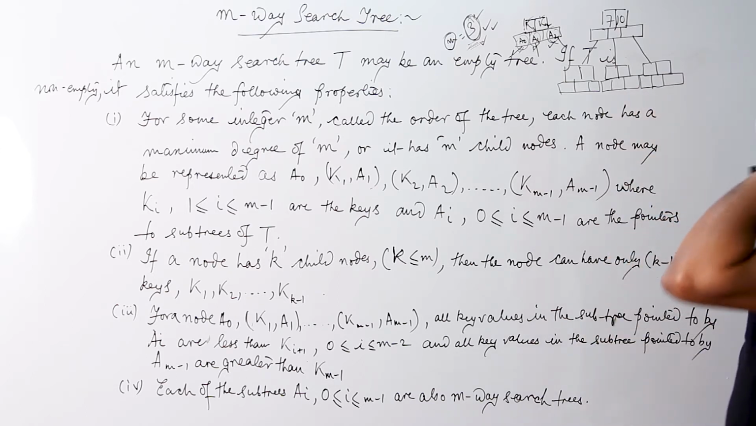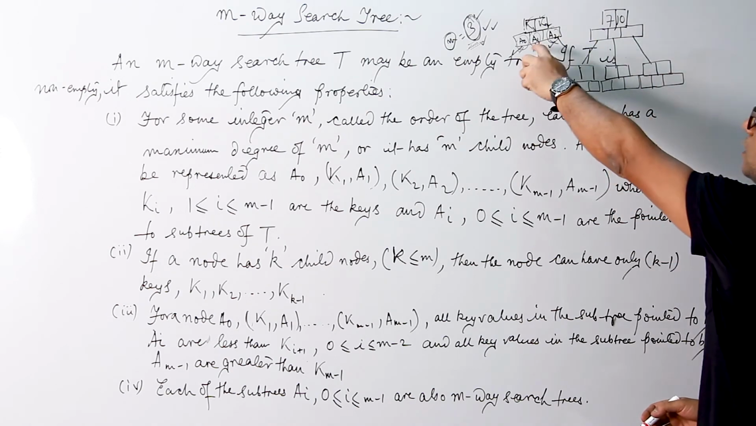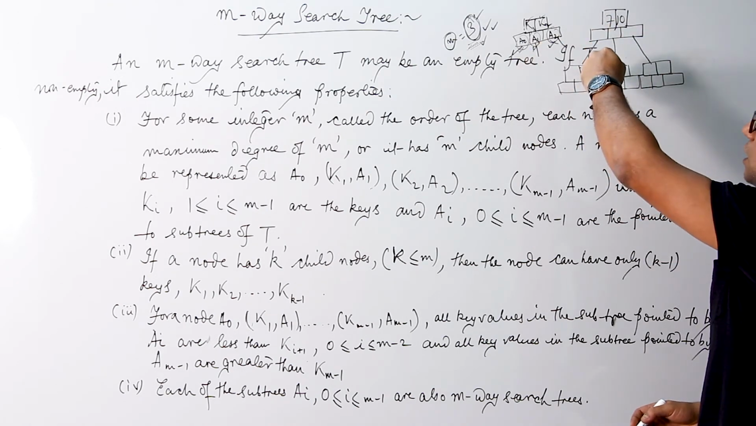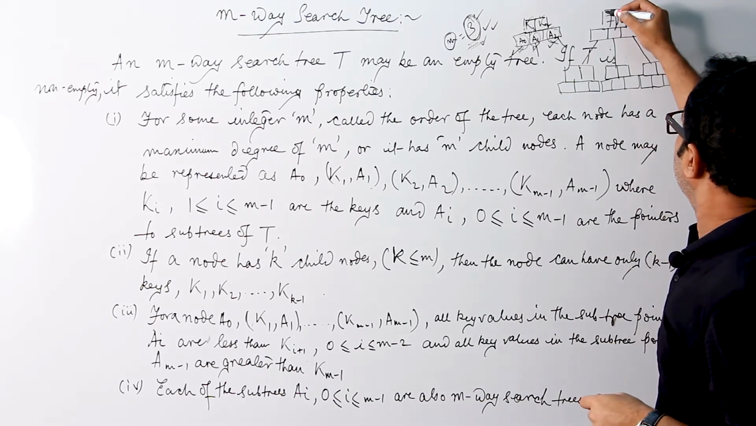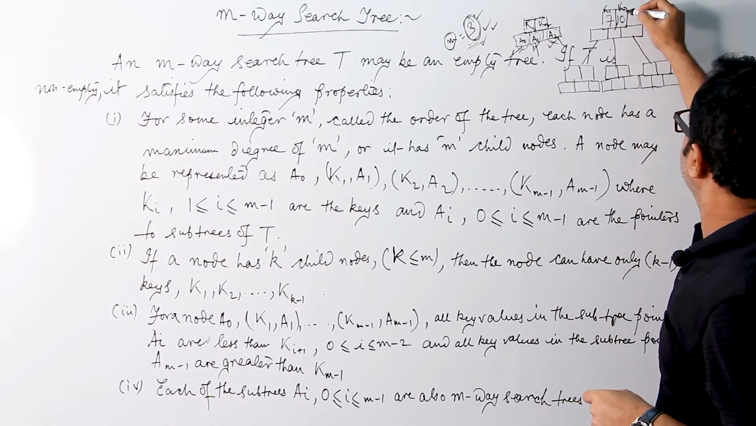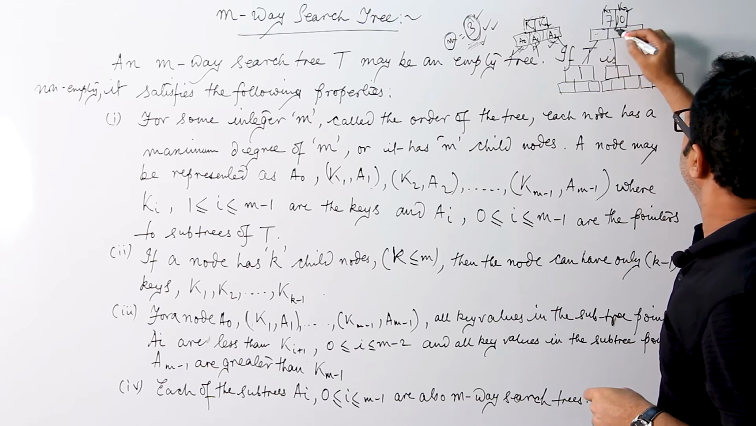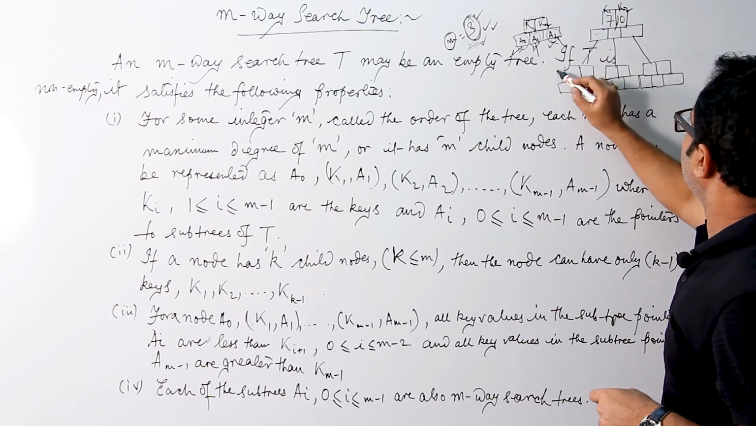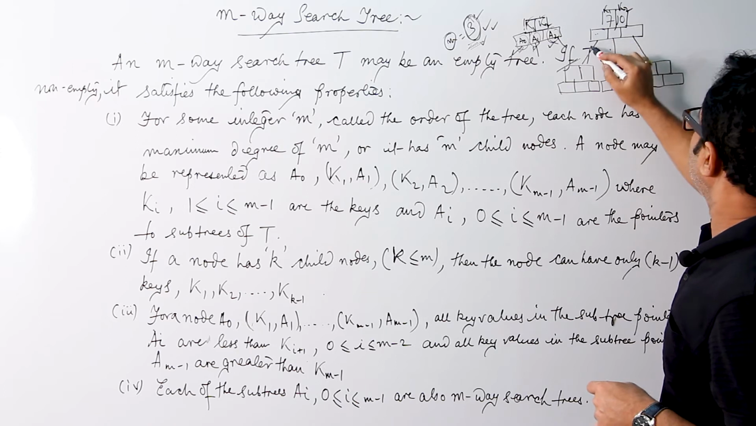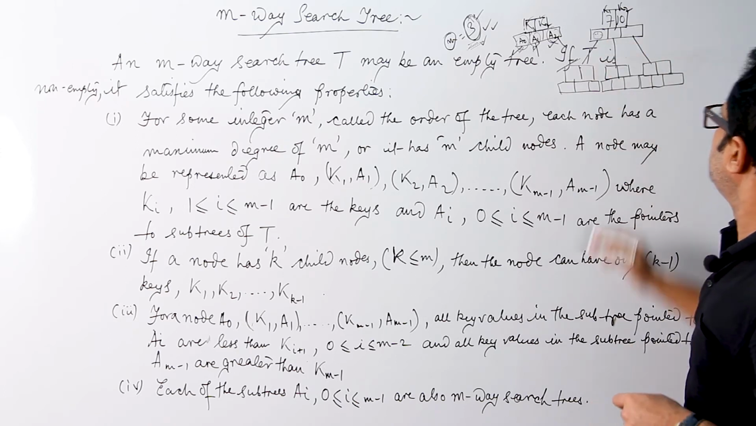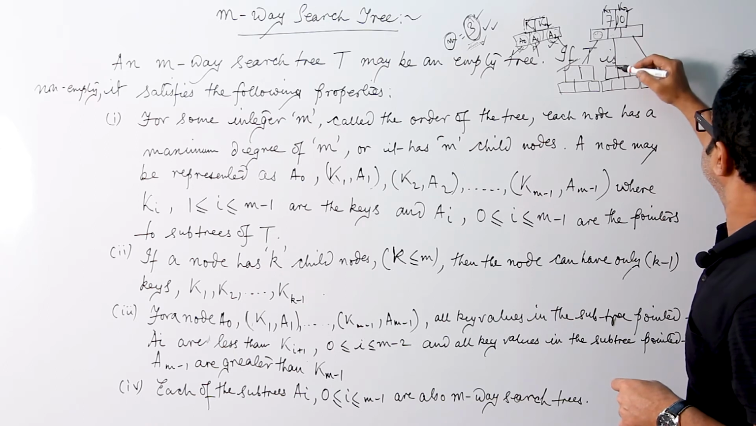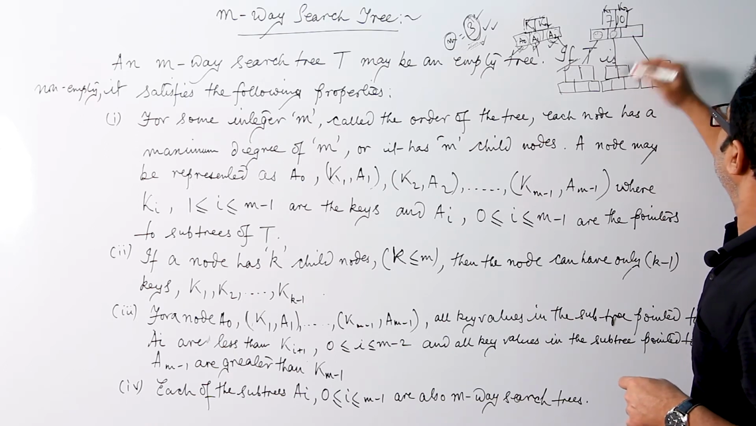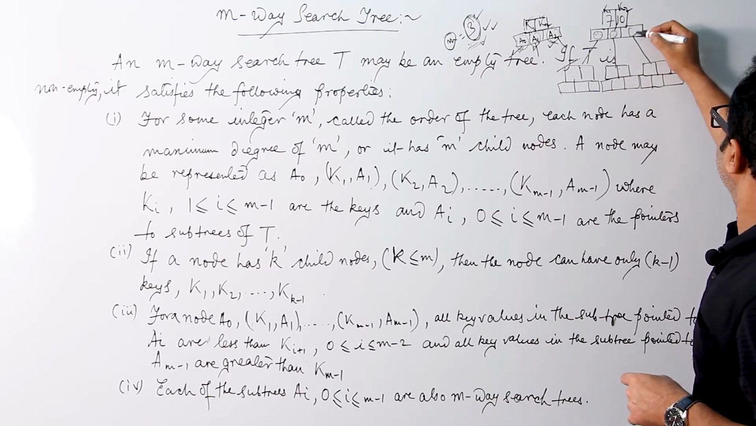So, in this way, if we extend this node one more level up, we can see that this is one key value which is K1, this is K2, this is A0. This A0 means the address of this node. So, the address of the node will be here. The address of this node will be given over here. The address of this node will be given over here.